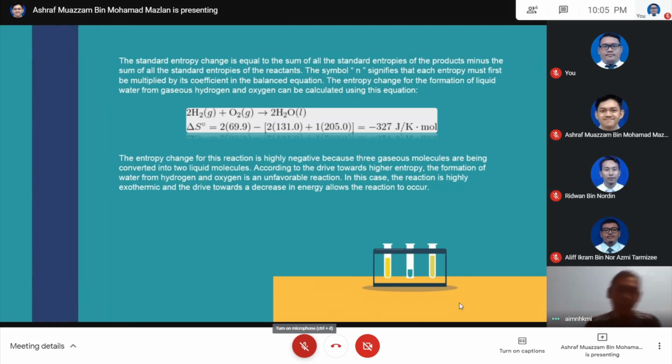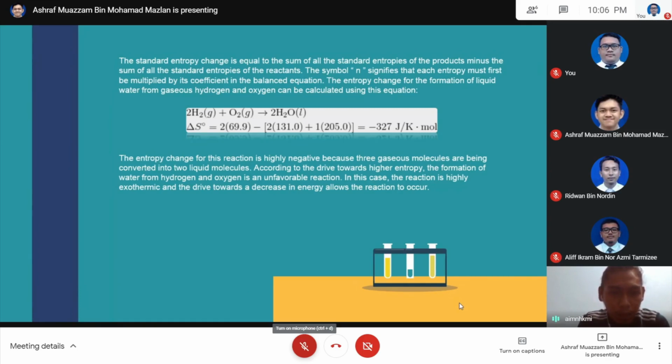So from the reaction, we use the equation. Then we calculate until we get negative 327 joules per Kelvin per mole. The entropy change for this reaction is highly negative because three gas molecules are being converted into two liquid molecules.